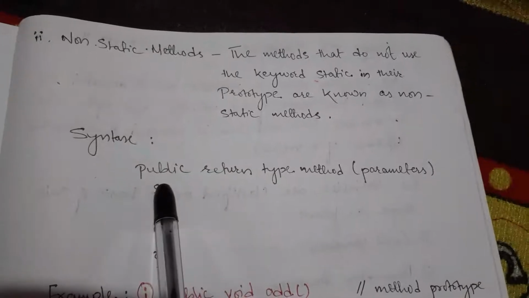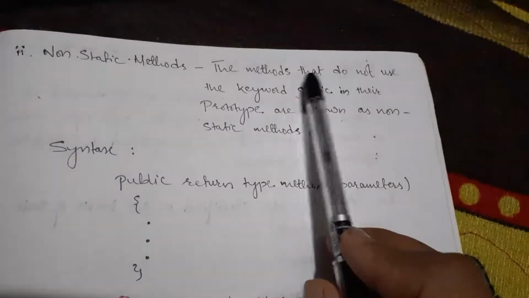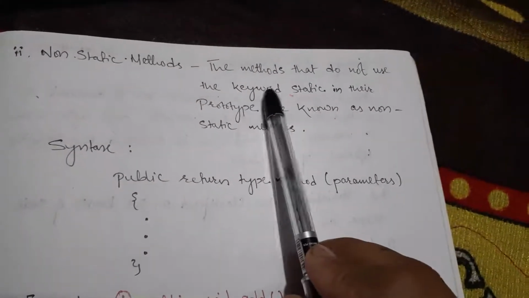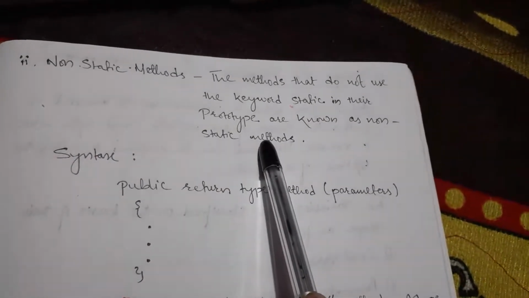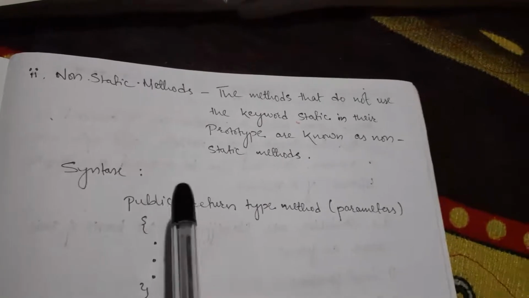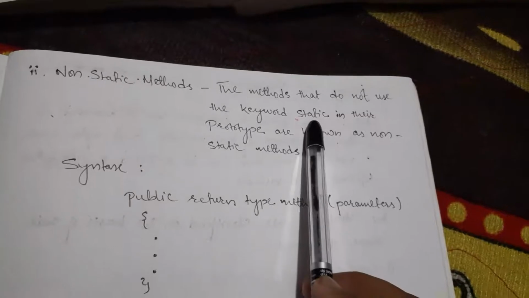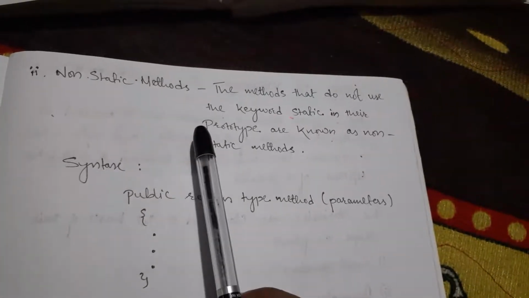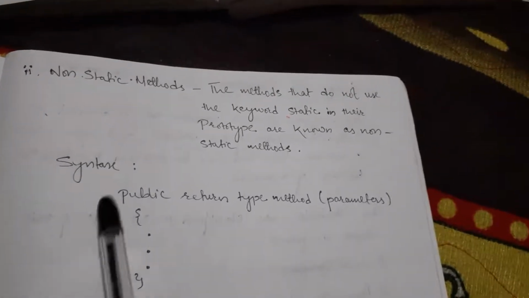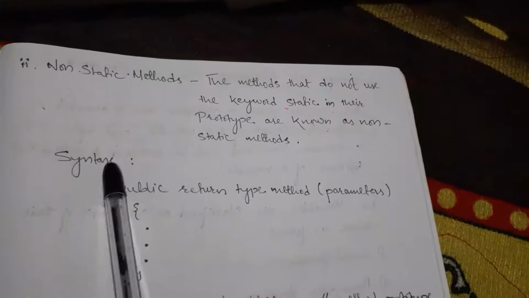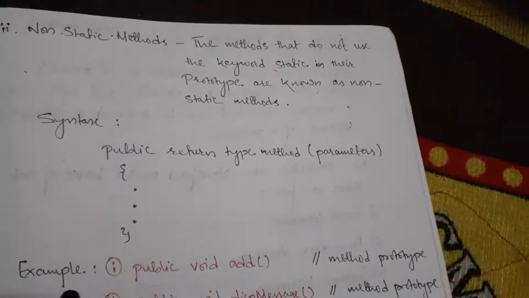Now the second kind of user defined method is non-static methods. The methods that do not use the keyword static in their prototype are known as non-static methods. That means in the prototype, if you don't find the modifier or keyword static, that particular method prototype is considered a non-static method. Understood? The format for non-static method is written here. I have shown you with the help of the format and with examples as well.